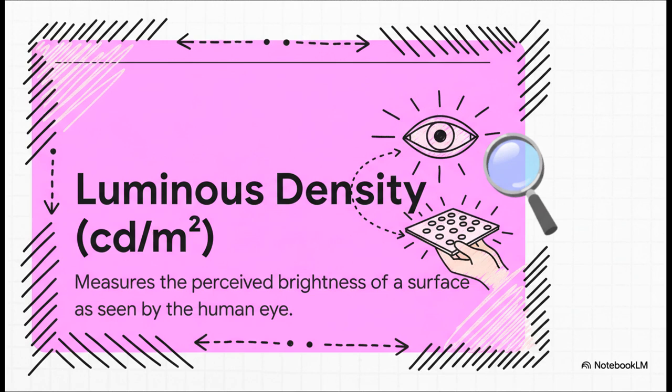But what we actually see as brightness, that's measured by luminous density in candelas per square meter, or nits, as you'll often hear. So think of it like this. Raw power is one thing, but nits measure how much of that light is actually focused on a surface and looks bright to our eyes. This is the one that really matters for the viewing experience, because it turns raw light into the brilliant screen we actually see.